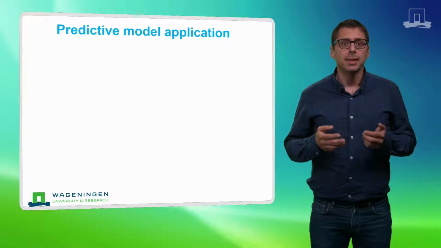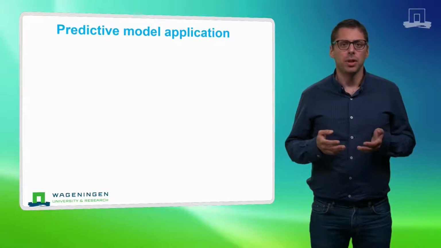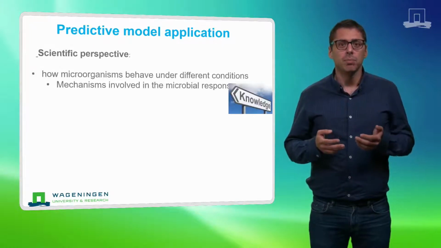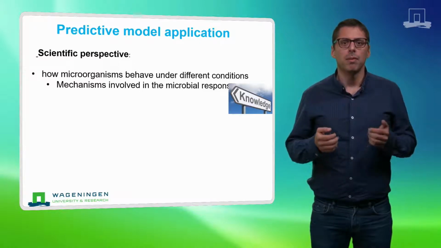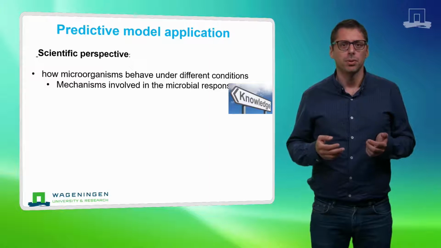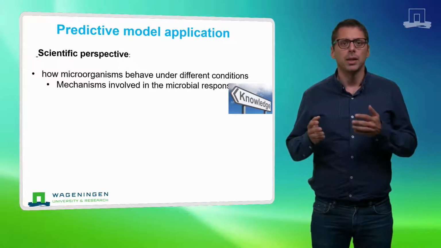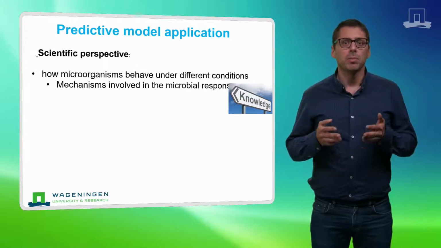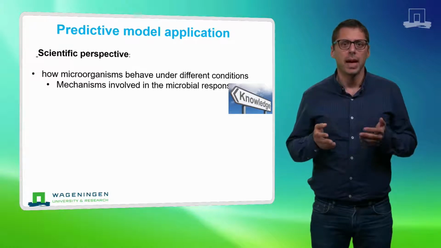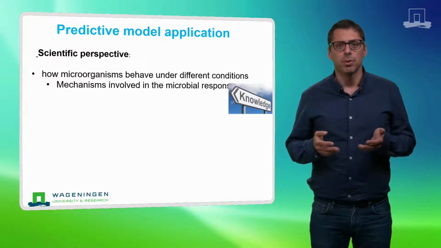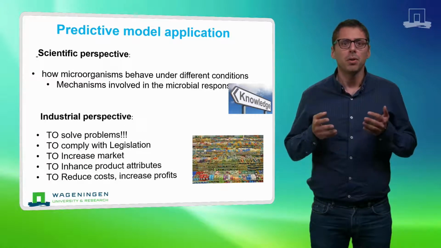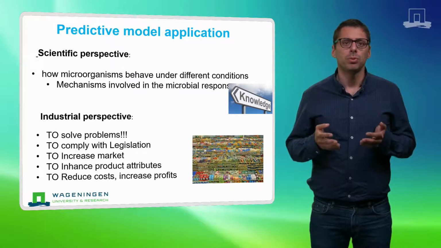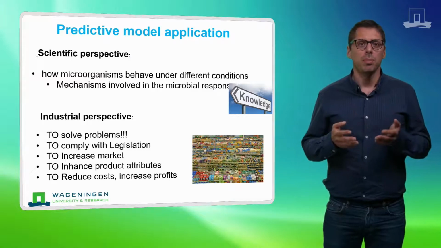Predictive microbiology has several applications in food science and technology. From a scientific standpoint, predictive models can help us to get insight into the behavior of microorganisms under different conditions, including optimal and stressful conditions, or even can provide information on the mechanisms behind the observed microbial response. On the other hand, from an industrial point of view, predictive microbiology models can be used as a tool to solve food safety and quality problems.